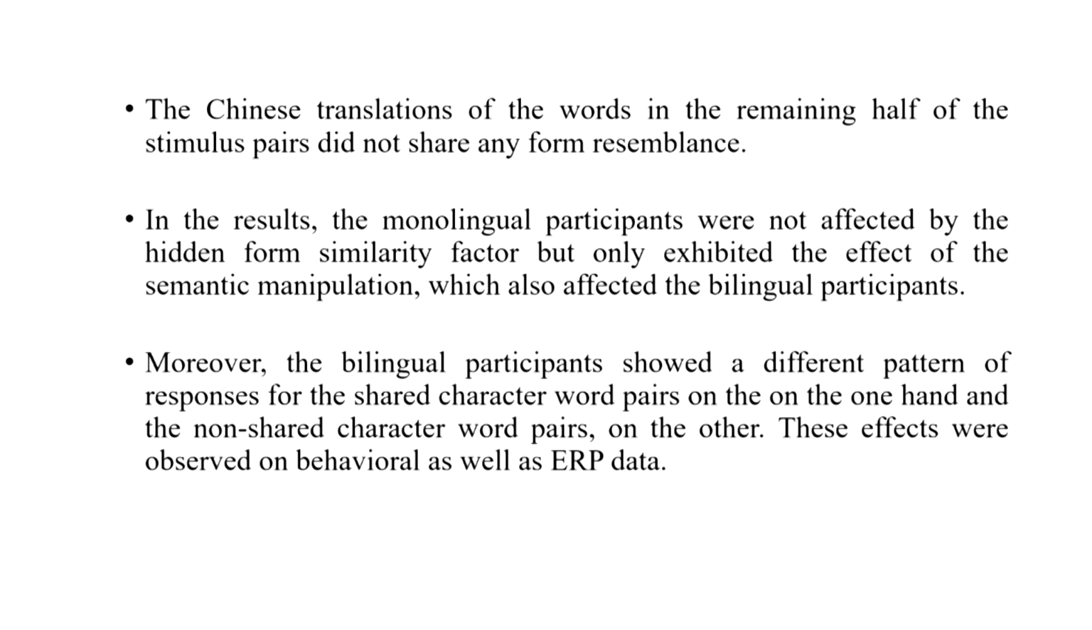In the results, the monolingual participants were not really affected by the hidden form similarity factor, because obviously they were unaware of the orthographic overlap in the word pairs, but they only exhibited the effect of semantic manipulation, which is as expected. However, the bilingual participants showed a different pattern of responses for the shared character word pairs on the one hand and the non-shared character word pairs on the other. These effects were obtained in behavioral as well as ERP data, which tells us that bilingual participants are capable of generating orthographic to phonological conversions, or parallel phonological encoding, even in languages where the scripts are not written using the same kind of scheme.